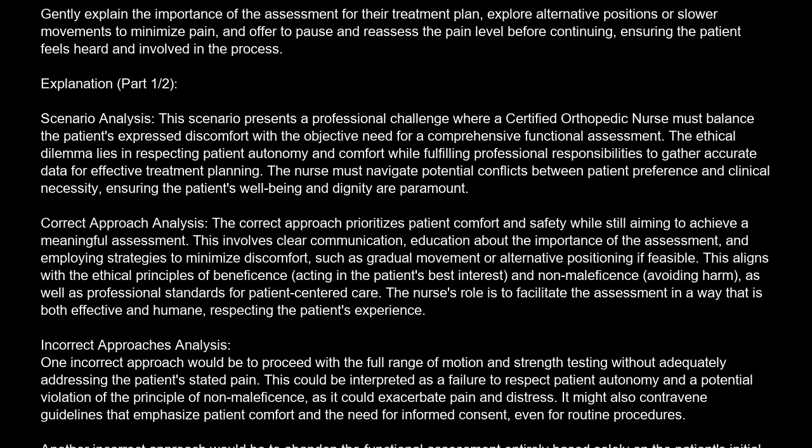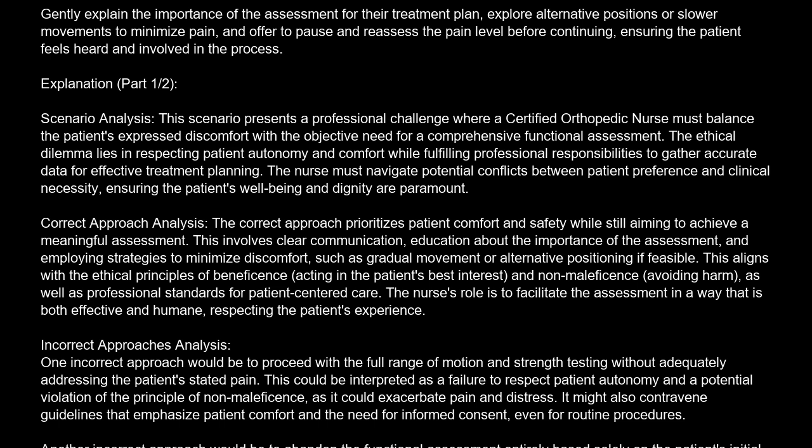The correct approach prioritizes patient comfort and safety while still aiming to achieve a meaningful assessment. This involves clear communication, education about the importance of the assessment, and employing strategies to minimize discomfort, such as gradual movement or alternative positioning if feasible. This aligns with the ethical principles of beneficence, acting in the patient's best interest, and non-maleficence, avoiding harm, as well as professional standards for patient-centered care. The nurse's role is to facilitate the assessment in a way that is both effective and humane, respecting the patient's experience.